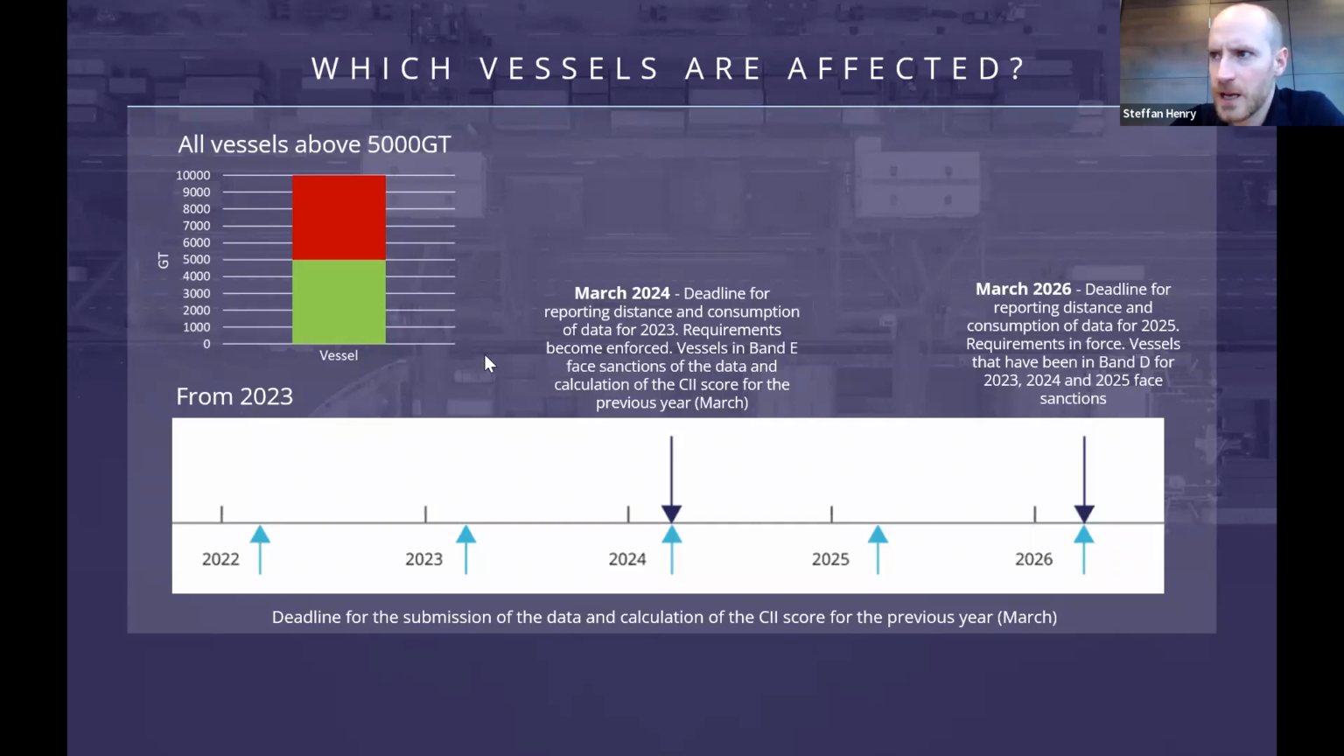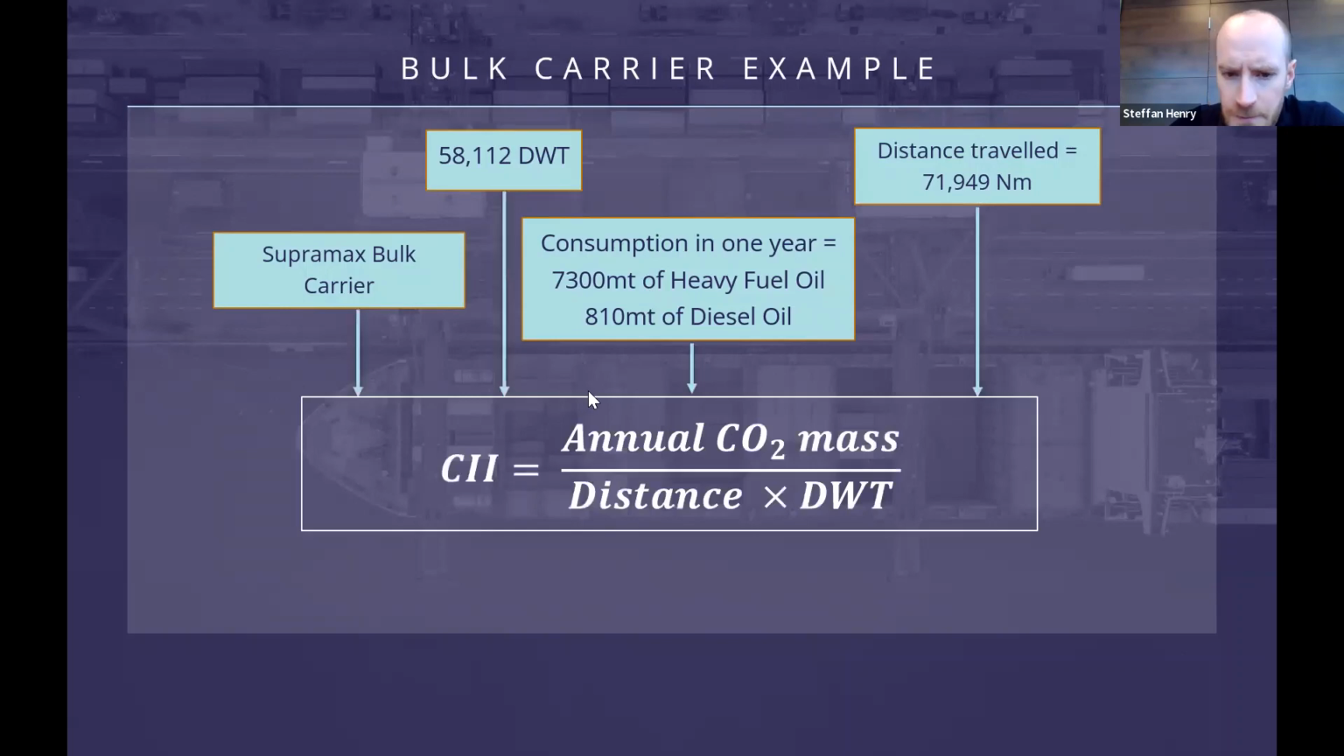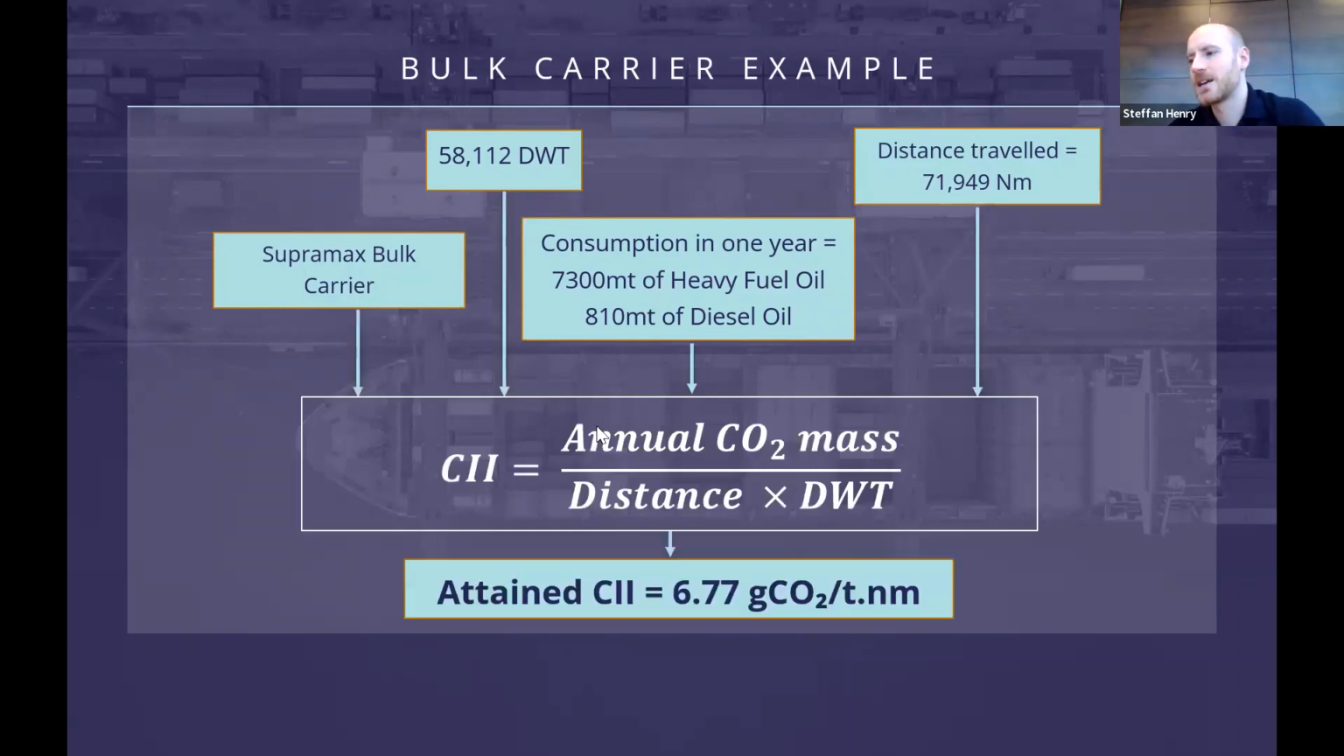So let's have an example of how this works in practice for a Supramax bulk carrier. 58,112 deadweight, travelled 71,949 nautical miles and consumed 7,300 tonnes of heavy fuel oil and 800 tonnes of diesel oil in a year. This is the data we need to put into the equation. And for this vessel, we have an attained CII of 6.77 grams of CO2 per tonne nautical mile.